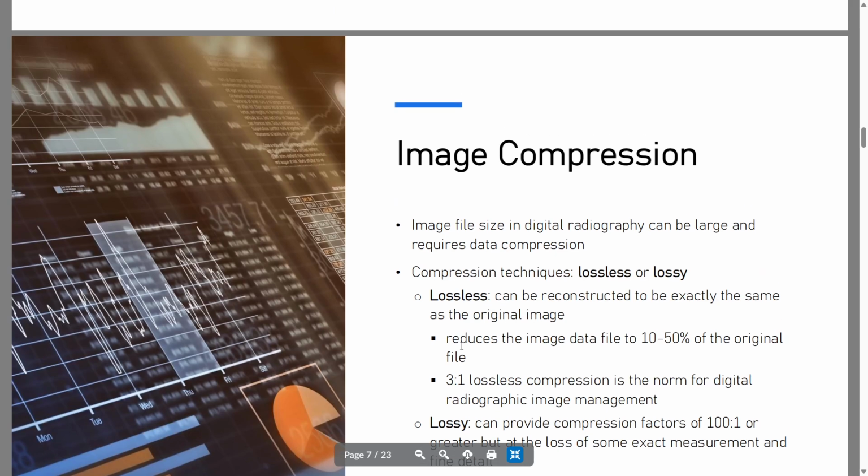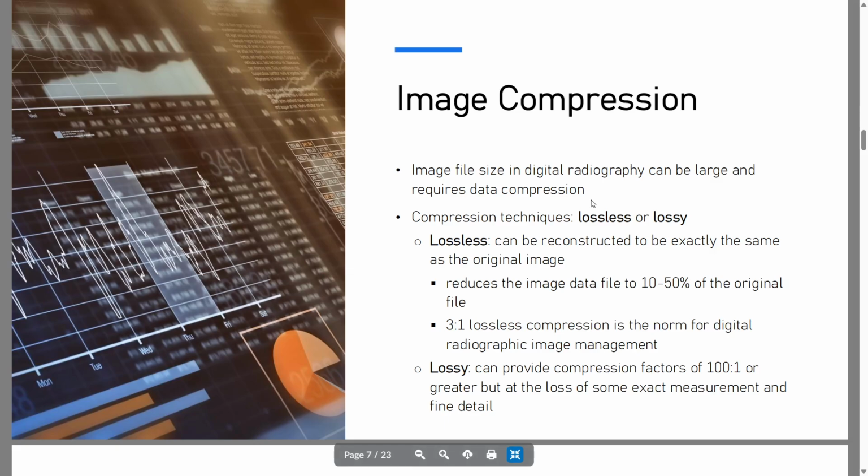For digital imaging as well, we have to also think about how these images are going to be stored in the computer. If you've ever taken images before or taken pictures and uploaded them to your computer, you know that sometimes the file sizes can be really large, especially if they're video files. So there's different ways to compress these files to make it so that they take up less space. Therefore, you can store more.